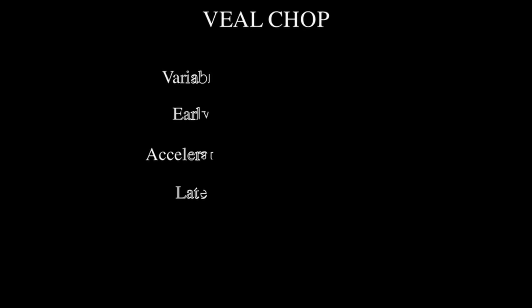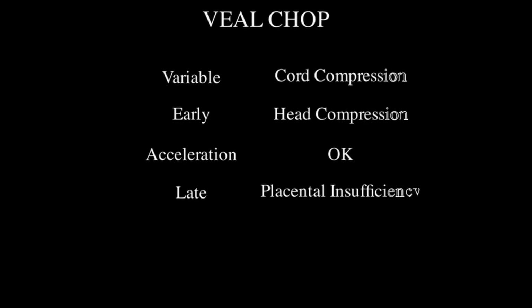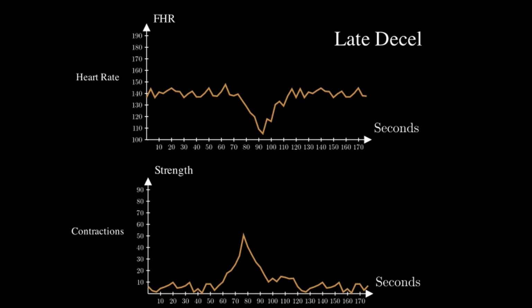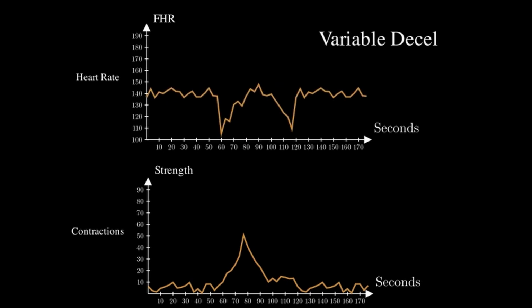So let's review. The VEAL CHOP mnemonic allows us to determine the type of deceleration and what's occurring with the baby. In a variable deceleration, we treat using amnioinfusion. With late decelerations, we can treat with either stopping oxytocin or by repositioning mom. Late decelerations occur after the peak. Early decelerations occur at the peak. And variable decelerations can occur anywhere along a contraction. They are also less than 30 seconds in length.